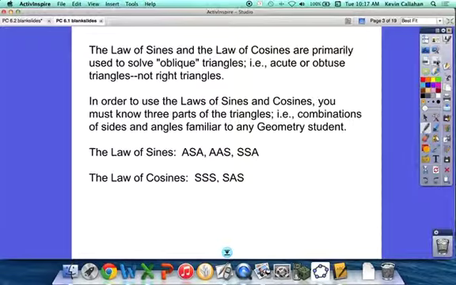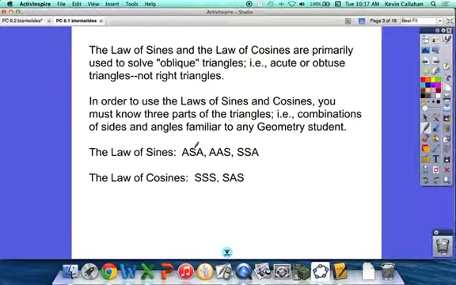What you are going to use, which is kind of familiar from geometry days, is these combinations of sides and angles that you have to know. ASA, AAS, SSA, remember all those? SSS, what does SSS stand for? Side, side, side, right? If you know 3 sides of a triangle, you can find the angles using the law of cosines. If you know 2 angles and a side, you can find the missing angle and 2 sides.